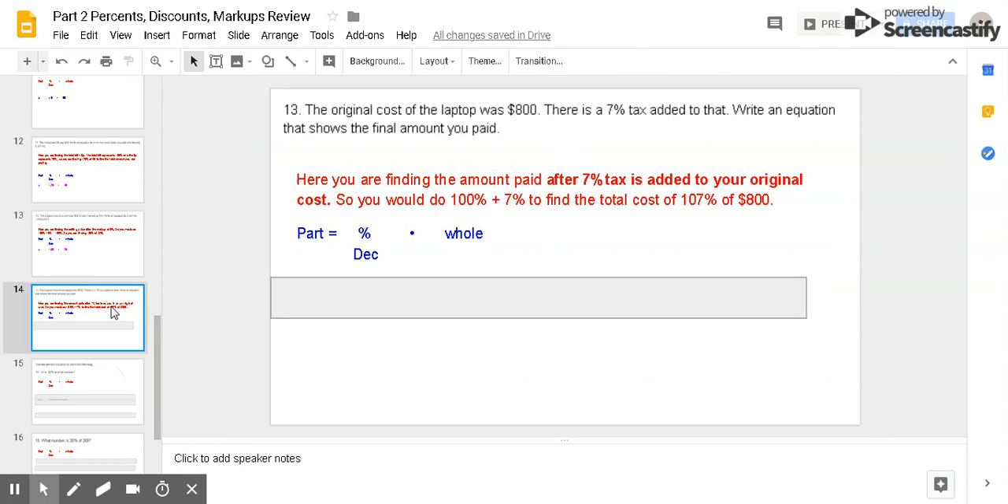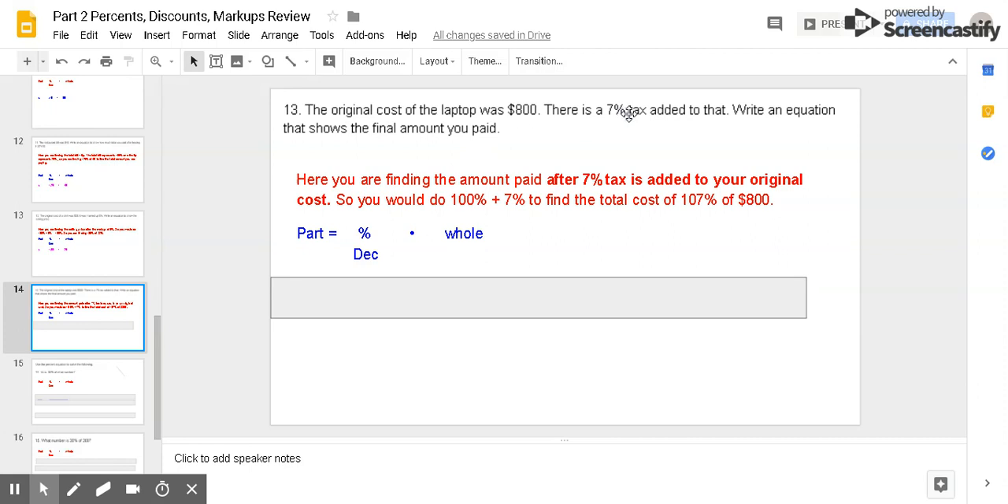All right. Then for number 13, you have the original cost of a laptop is $800. There is a 7% tax added to that. You want to write an equation that shows the final amount that you paid. So let's understand this. You have a laptop that costs you $800.